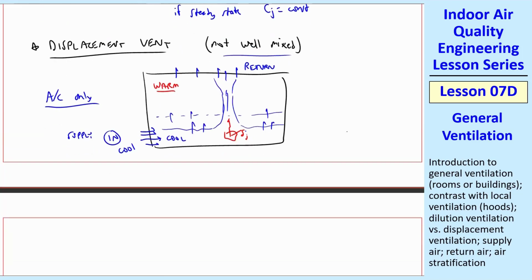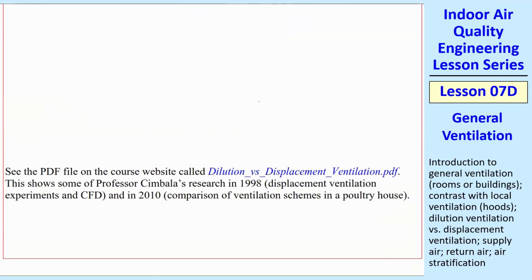I wanted to just mention that C_j is a function of x, y, z, and t. Now it's not well mixed. So if I measure the concentration here or here or here, it's going to be different at various places. It'll be pretty clean air everywhere, and here this would be much more contaminated air, and this would be very clean air.